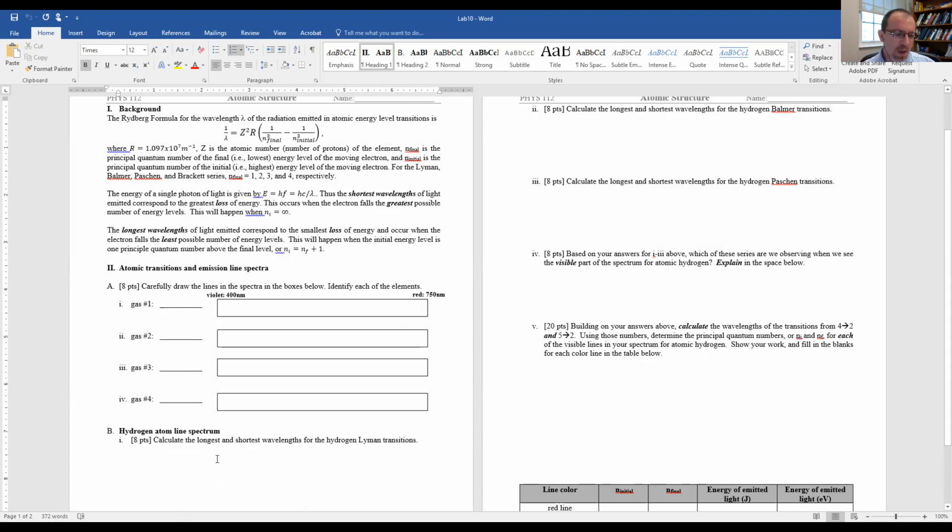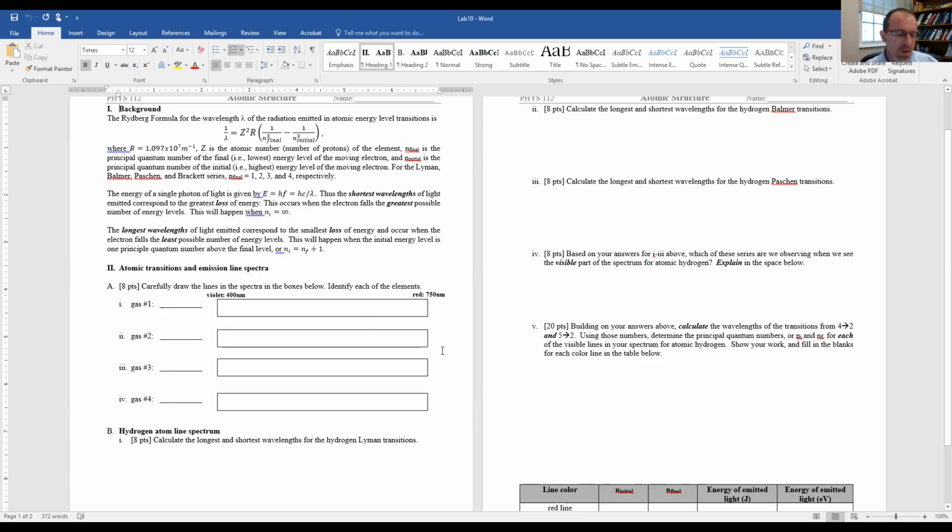All right, so the first computational exercise is for the Lyman series, the next one's for the Balmer, the next one's for the Paschen, and then you're going to figure out, based on those three computational exercises, which one of those is responsible for visible light? And I'll give you guys a hint. If you don't know this yet, visible light occurs between 400 and 750 nanometers.